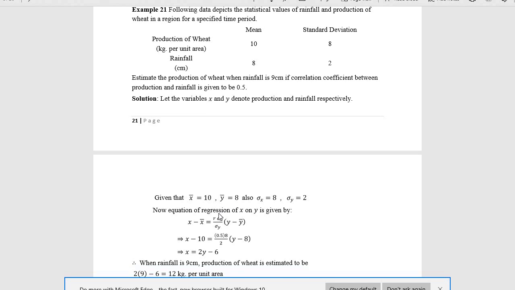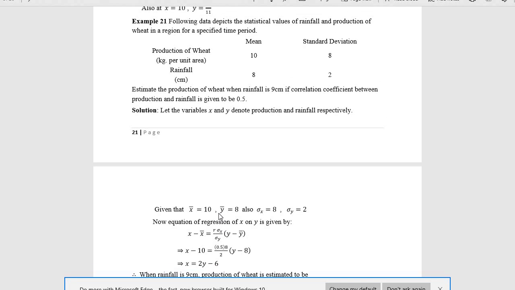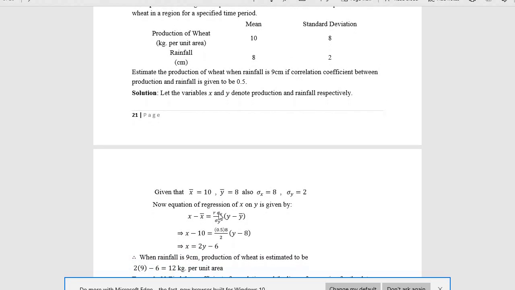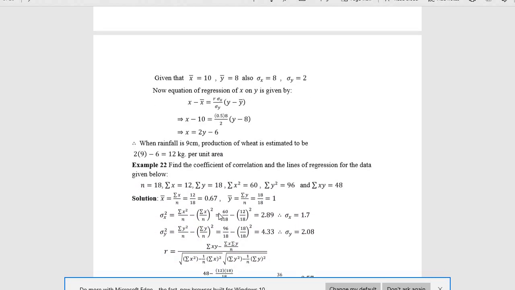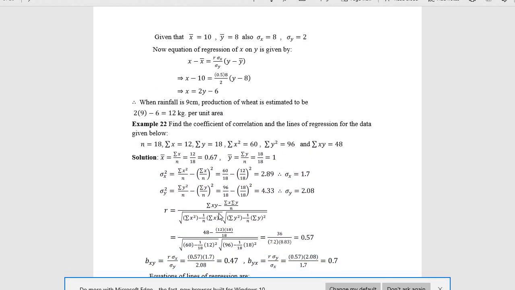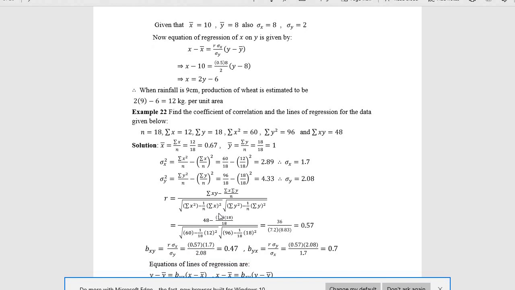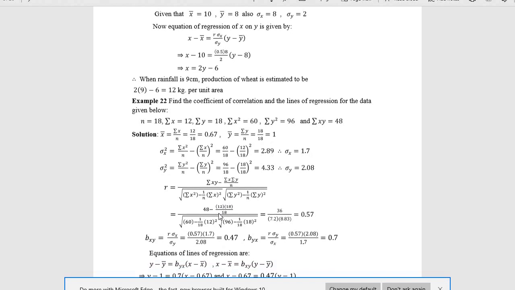X and y denote production and rainfall. X is nothing but production, and y is rainfall. So accordingly, you can calculate the x on y equation, so that once y is 9 centimeters, automatically we can calculate the estimated x value. Rainfall is 9 centimeters. Production of wheat is estimated to be 12 kg.